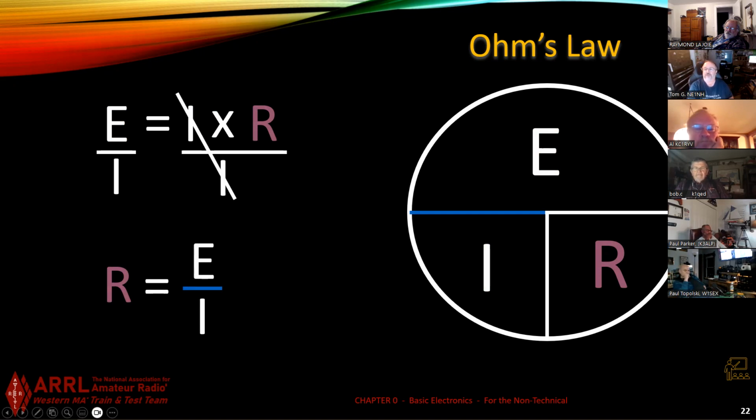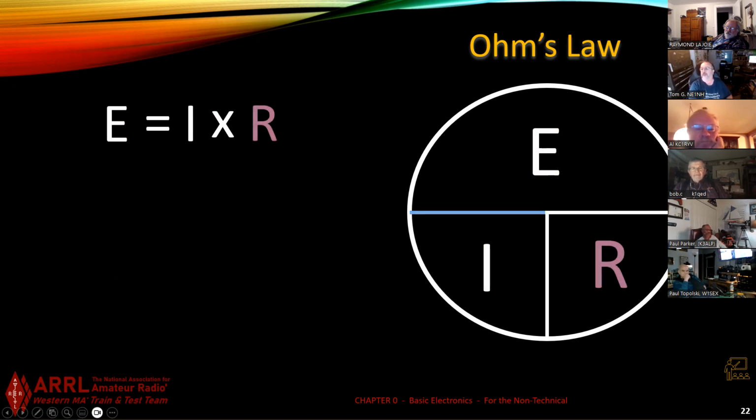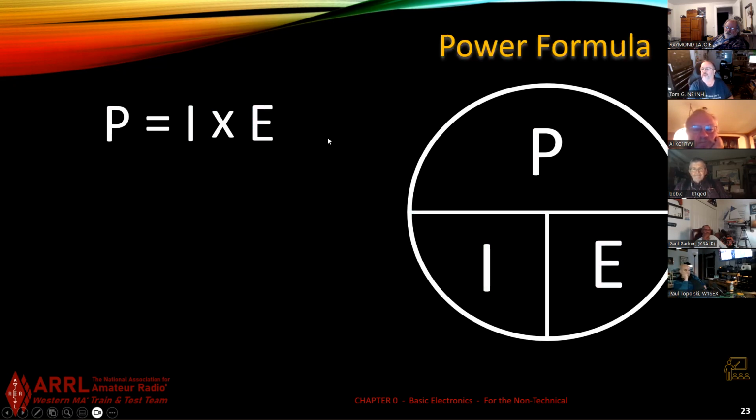The names are going to be changed to protect the innocent, but guess what we're going to do with the other formula? Power formula. P equals I times E. Again, if you want to solve for P, P is what? Power. Power measured in Watts. Good old James Watt. P equals I times E.